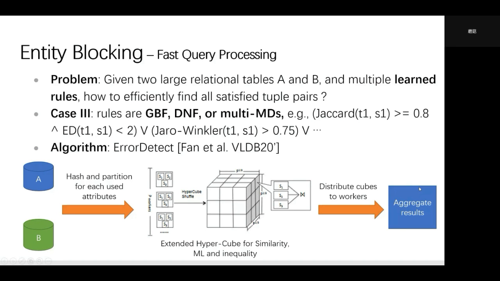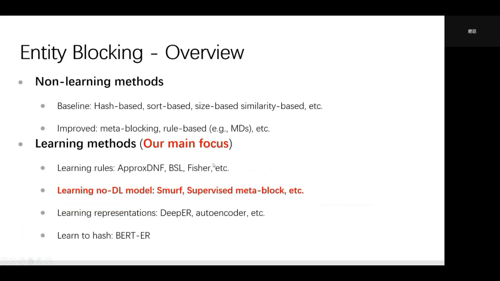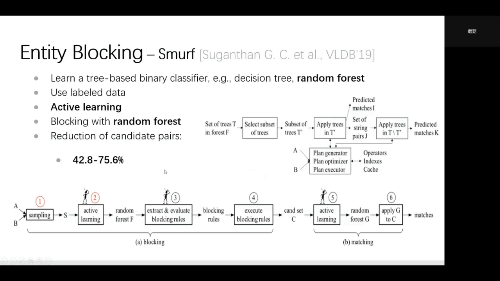Okay, and now we discussed the non-deep learning model. We use the Smurf as the example. The Smurf is to learn a tree-based binary classifier such as decision tree and random forest. The objective is to find all tuple pairs that satisfy the random forest.